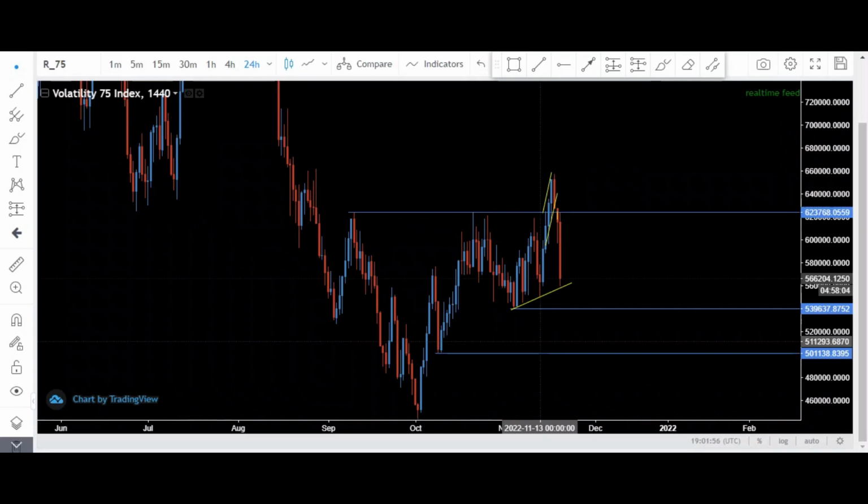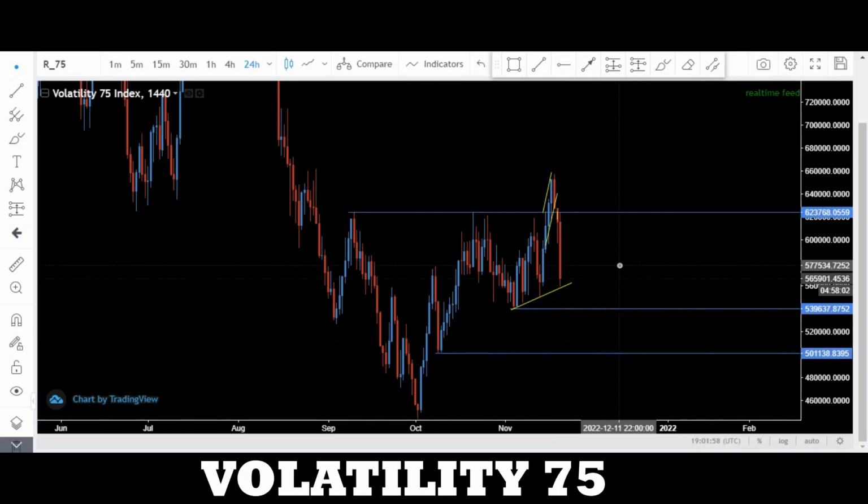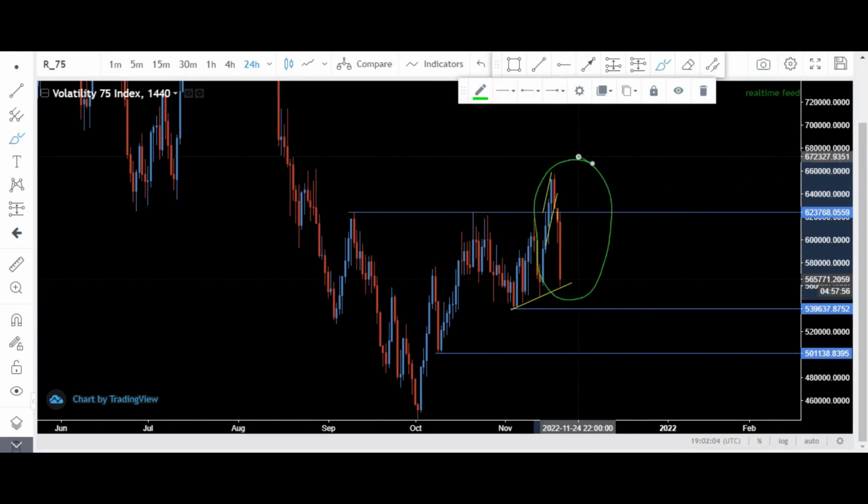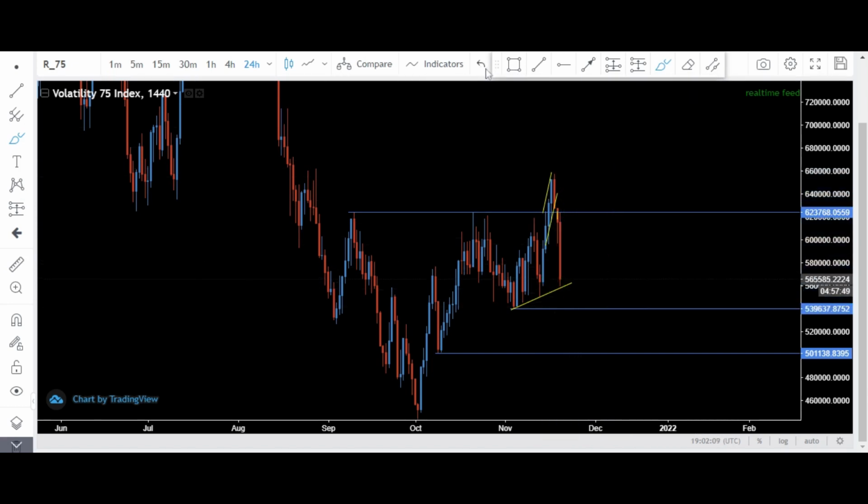Today, we want to look at volatility 75. And if you're on my free Telegram group, you'll understand that I had given a forecast that we were looking for a massive sell to the downside on volatility 75.